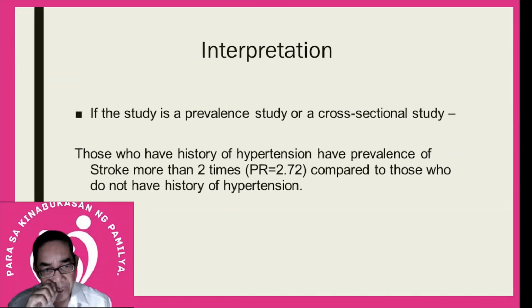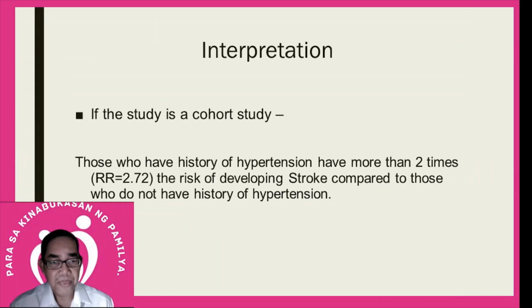And then this is the interpretation if this is a cross-sectional study: those who have a history of hypertension have a prevalence of stroke more than 2 times compared to those who do not have a history of hypertension. Now, if this is a cohort study, then we say that those who have hypertension have 2 times the risk. So we talk of risk in a cohort study, more than 2 times the risk of developing stroke compared to those who do not have a history of hypertension.